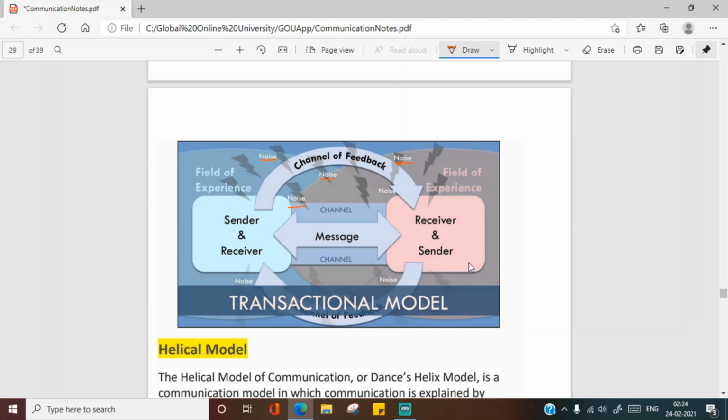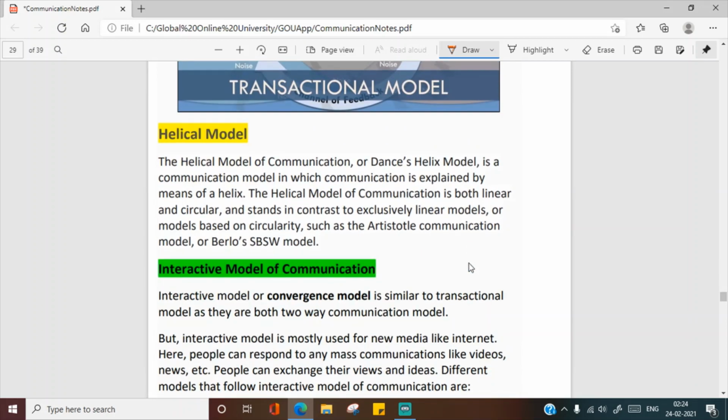noise. There is one more factor in this type of communication, which is that it usually happens in face to face communication. Like your classroom communication, it is a very good example of the transactional model of communication. Then the example or the type of transactional model is the helical model, where communication is both linear and circular. Okay, it is something like this. So an example of the transactional model.